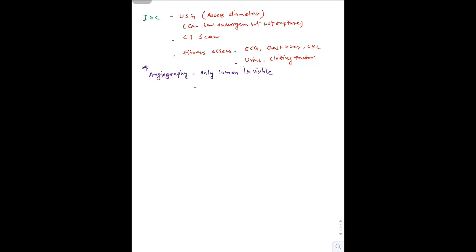But in the aneurysm, we can't go deep into the aneurysm, into that bulging, into that pouch. We can't go inside. There is a possibility of clot also at the site. So because of all this, we don't do any angiography in the aortic aneurysm.